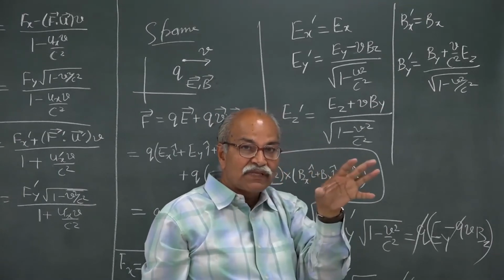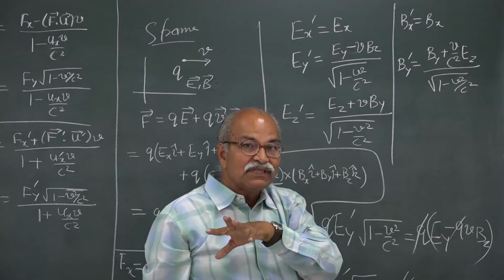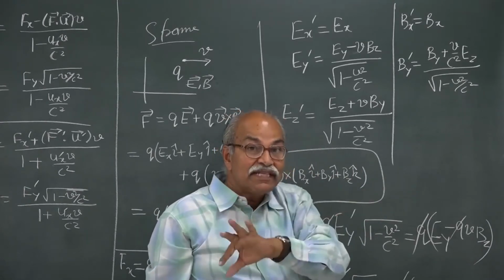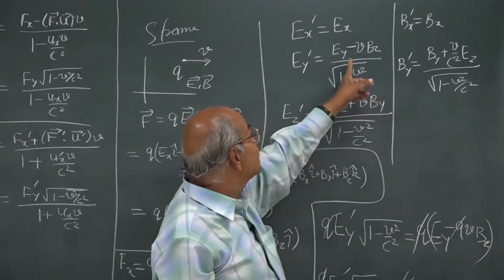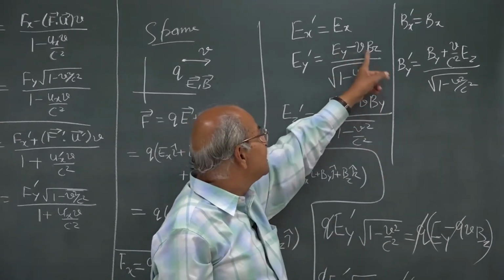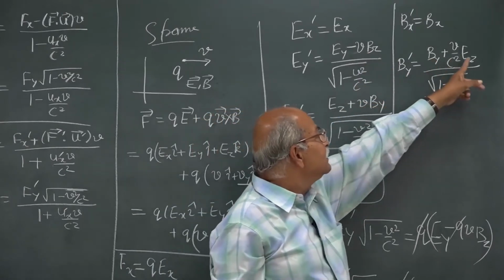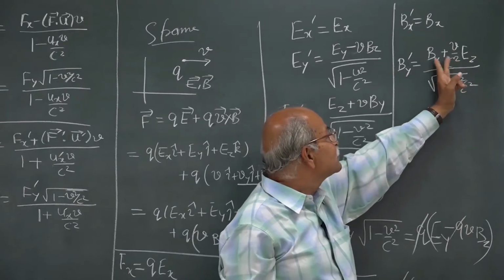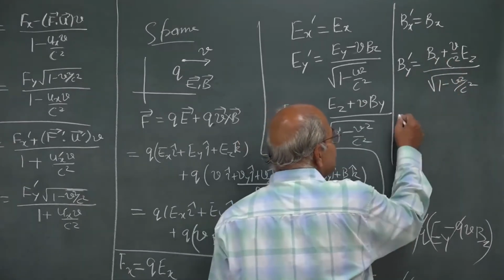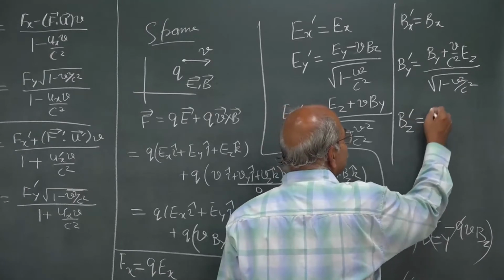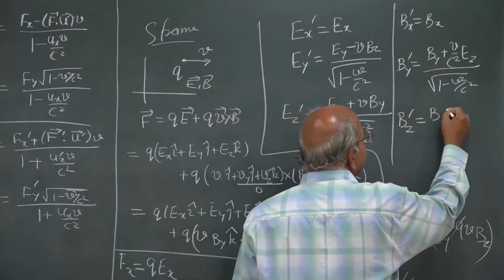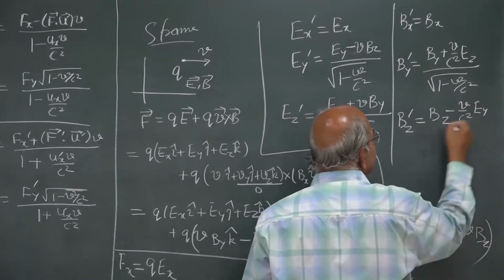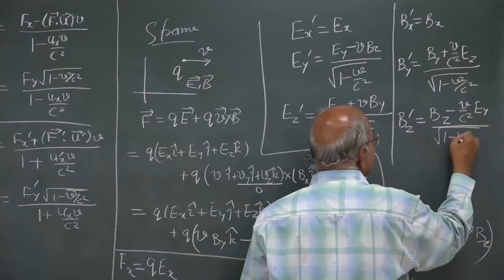Q times E is force, Q times V cross B is force. So, electric field and velocity times magnetic field have the same dimensions. So, here it was E and V B, that is fine, but here it is B here and E here. So, you multiply by V by C square to get the same dimension, so that you can add. Then Bz prime is equal to Bz minus V by C square Ey, divided by square root of 1 minus V square by C square.